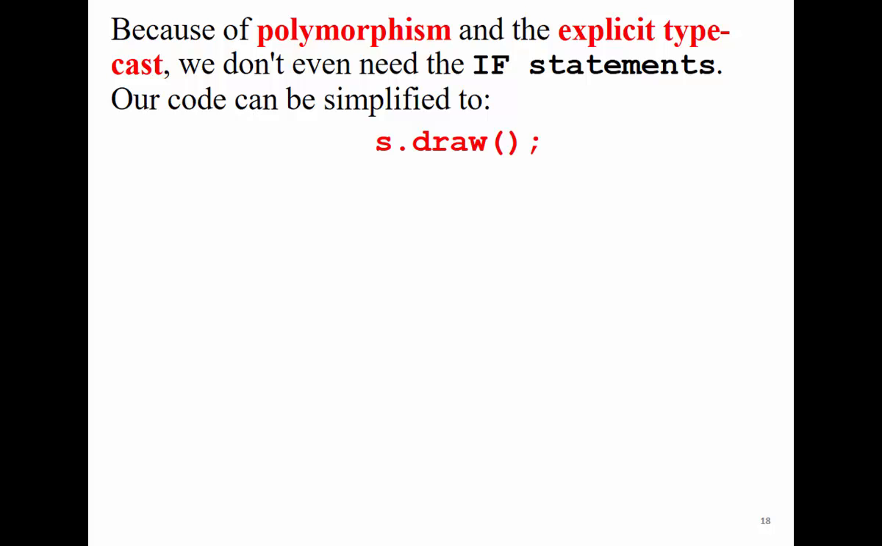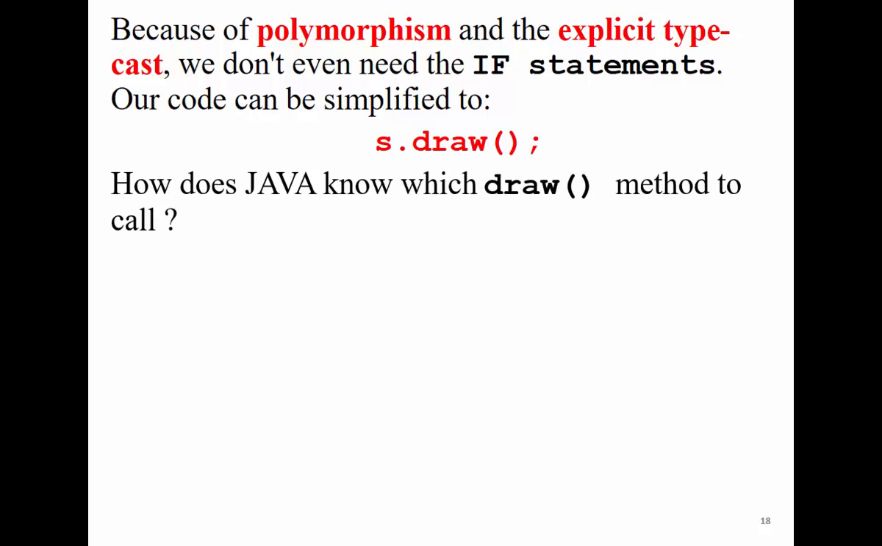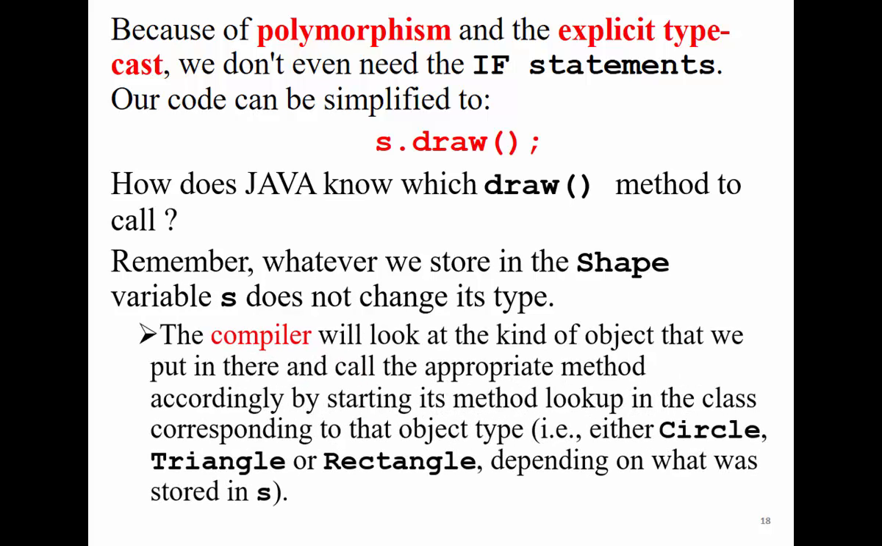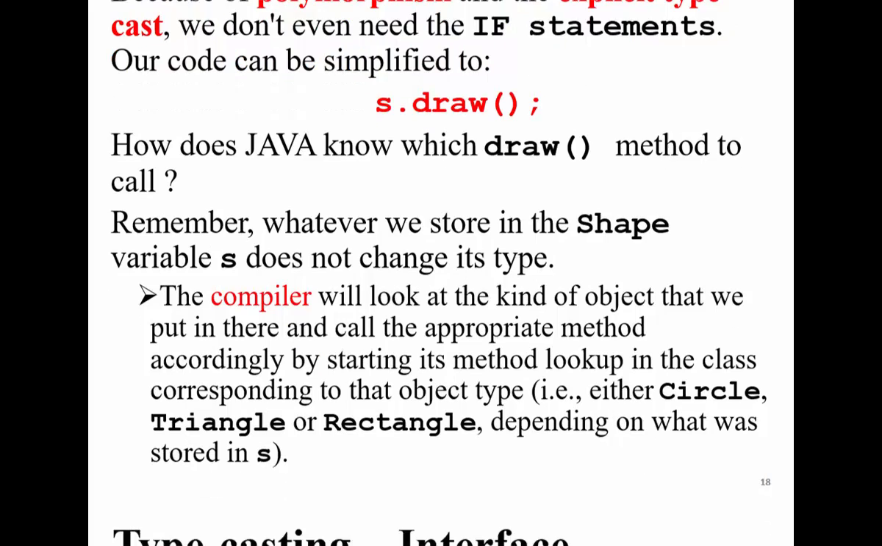It's the same as toString with the Employee and the Manager. Okay? So with polymorphism, we can remove all this: if it's an instance of Circle, or if it's an instance of Triangle, or if it's an instance of Rectangle, to make sure that we are calling the right method. Now we just call s.draw, which is going to determine which draw method to call, because we look at the actual type, not at the declaration type. Okay? So the compiler will look at the kind of the object, which is the runtime, the actual type, and call the right method for us.